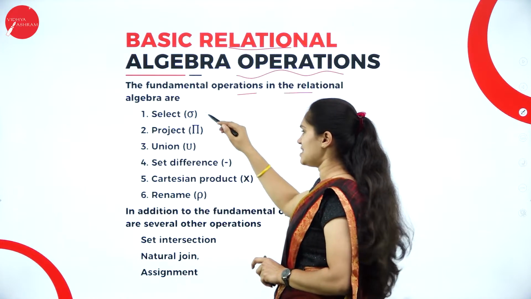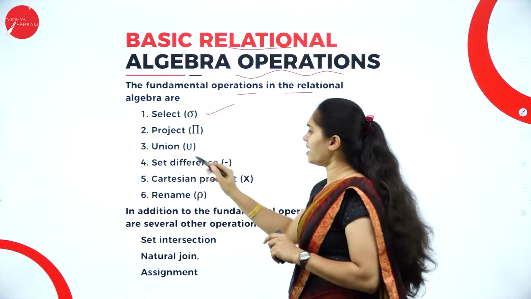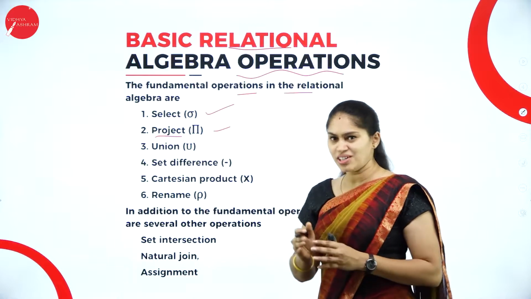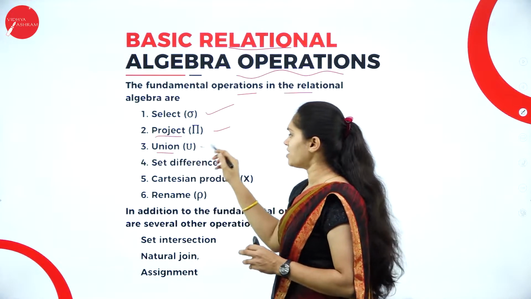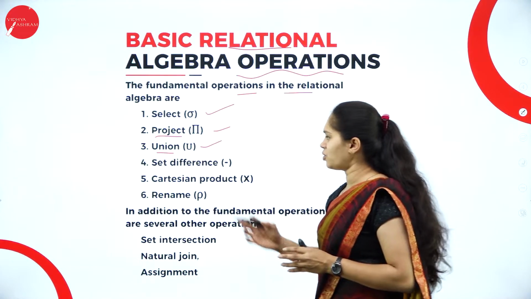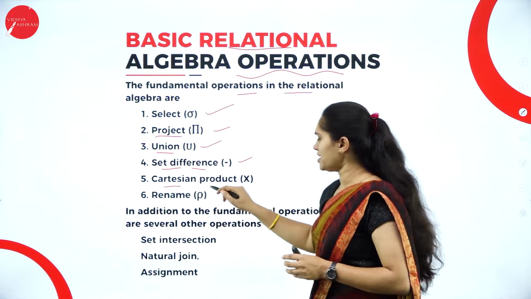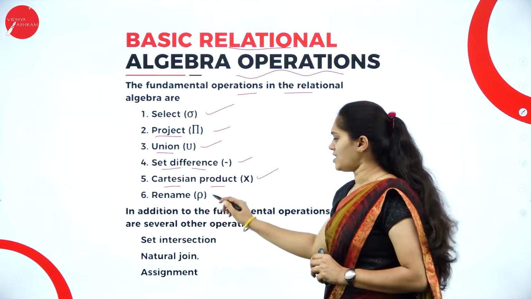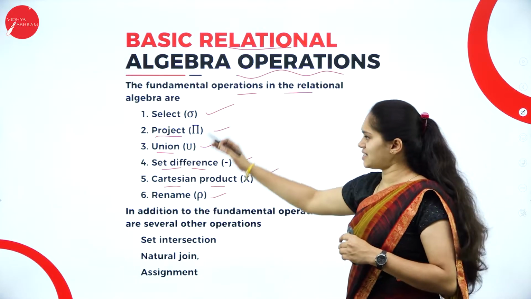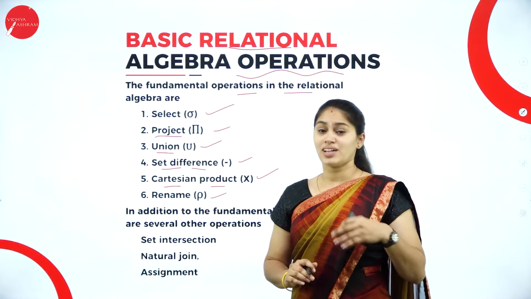It includes select, for which we use sigma, and also projection, which is pi, and also union, which is a combination. We'll see what this union is, what set difference means here, and what Cartesian product is, as well as rename. If you just see these names, you can simply understand what operations could be performed.